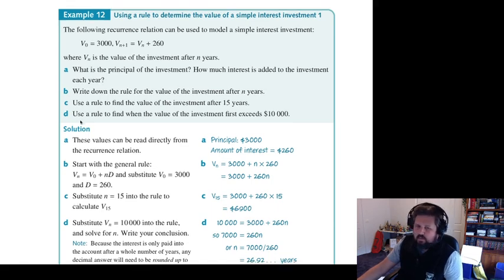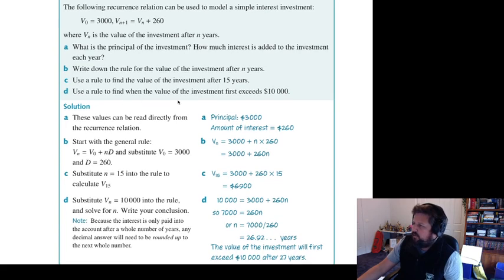Last bit, it says use a rule to find out when the value of the investment first exceeds $10,000. We know that the investment is 10,000, so where Vn is, we substitute in 10,000 into the rule. So 10,000 is equal to 3,000 plus 260n. Ultimately we're trying to find out what n is, to find out how long it takes until it first exceeds 10,000.